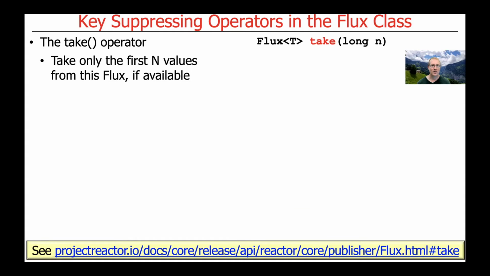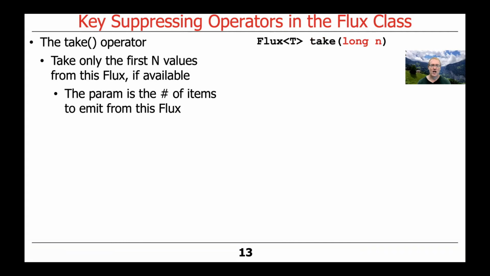We're now going to turn our attention to something called take. I had alluded to take earlier when we talked about the interval method and the way that you could generate values at some periodic rate, starting at zero, infinitely. So what we're going to use here is the take operator, which only takes the first n values from a Flux if there are n values. Of course, if there are fewer than n values, it'll return once it reaches the end, once onComplete is signaled.